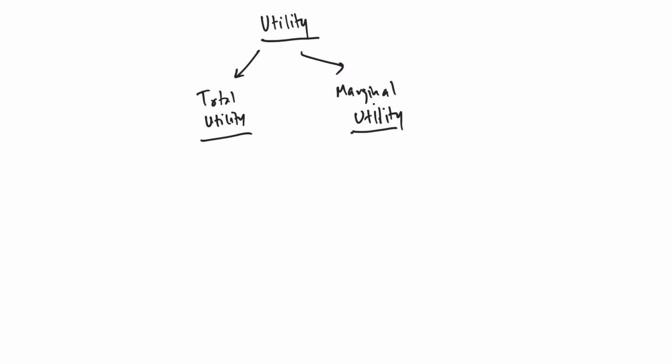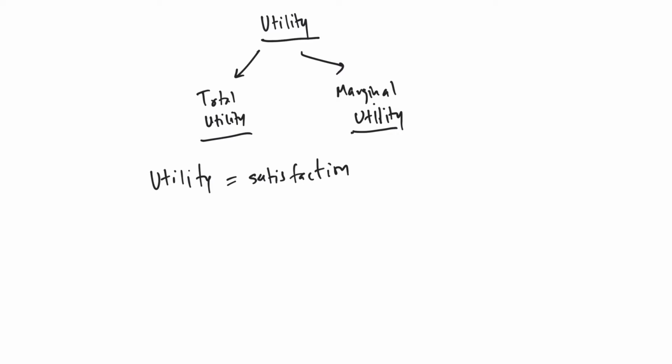Whenever a consumer consumes a good, any good, he gets some satisfaction. That satisfaction is basically what we call utility. So for us, utility is simply the satisfaction that we get from consuming any good. So let's say if you decide to consume a bar of chocolate, you get some kind of satisfaction. That is the utility that you get.